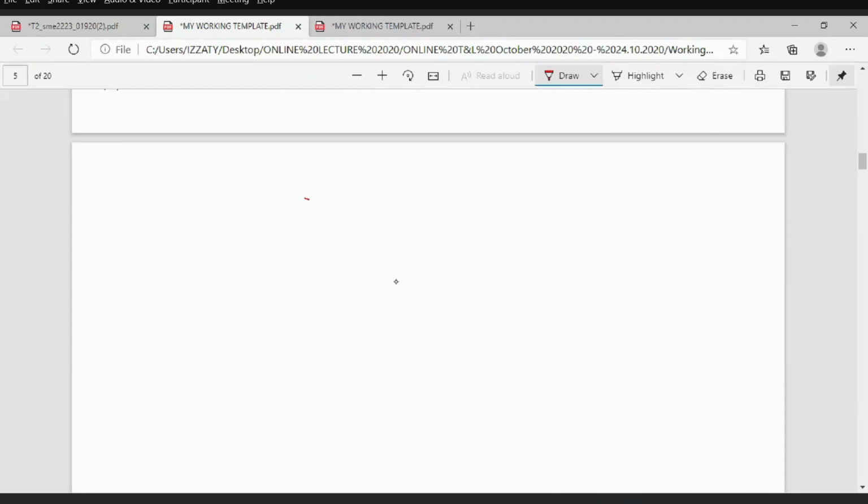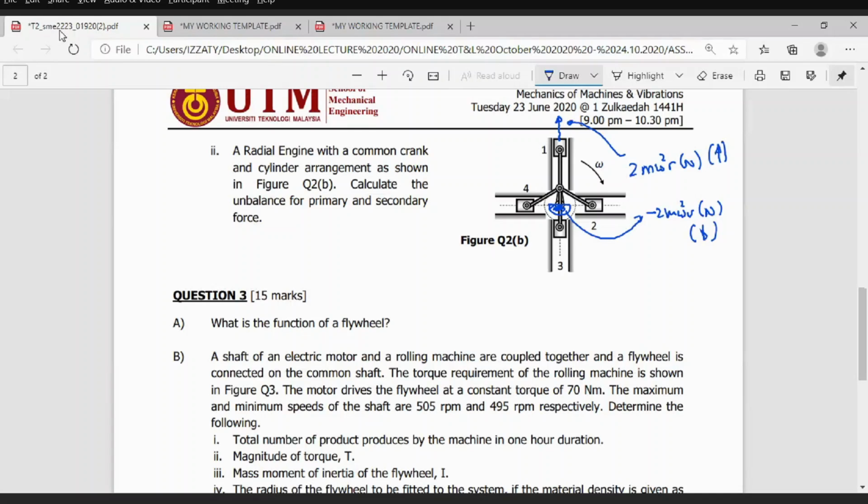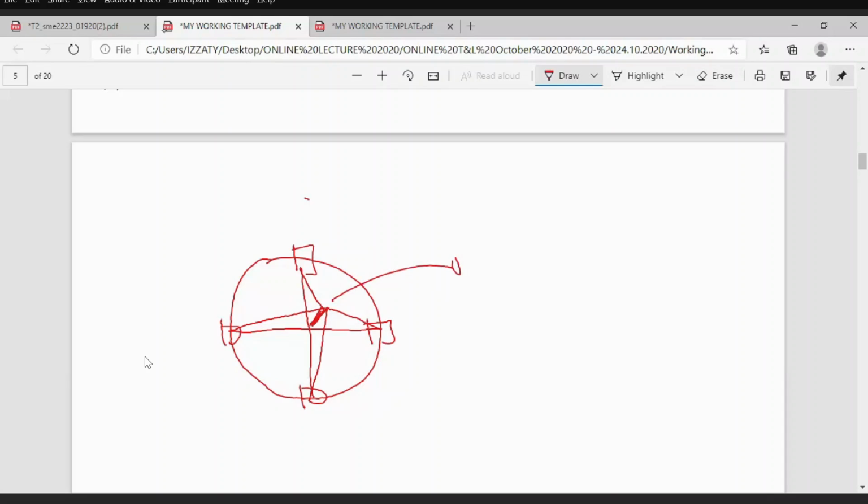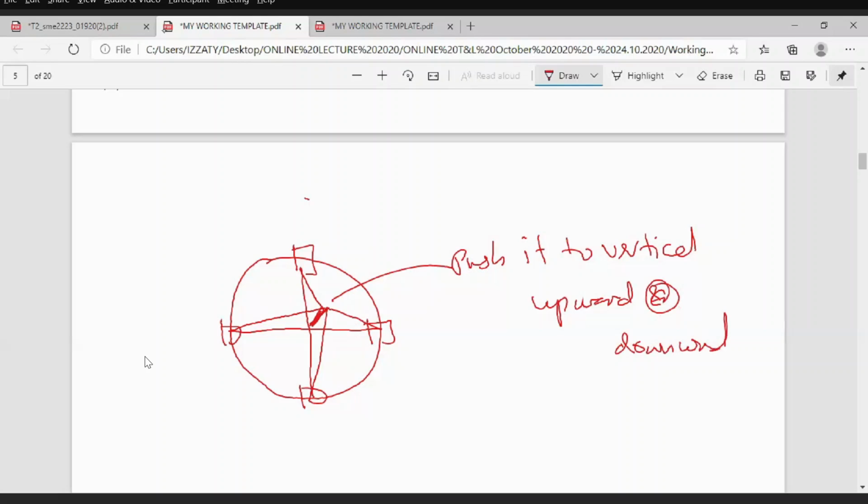I will answer your question. Supposing you find that the crank is located here, for example. This is a big circle, this is your cylinder, and you find that the crank will be here. Is that your question? Okay, you have two possibilities. You need to push this crank to vertical. It can be vertical upward or downward, it doesn't matter. In conclusion, you have to make sure this one is vertical, whether downward or upward. Must be vertical.